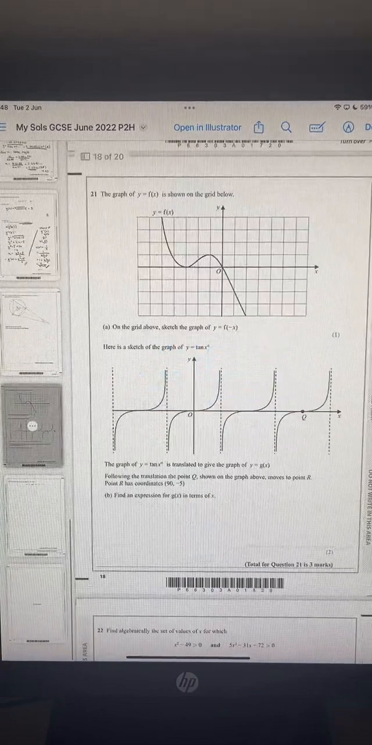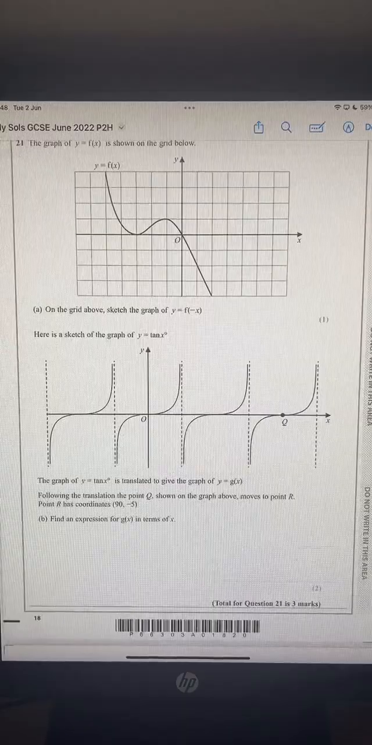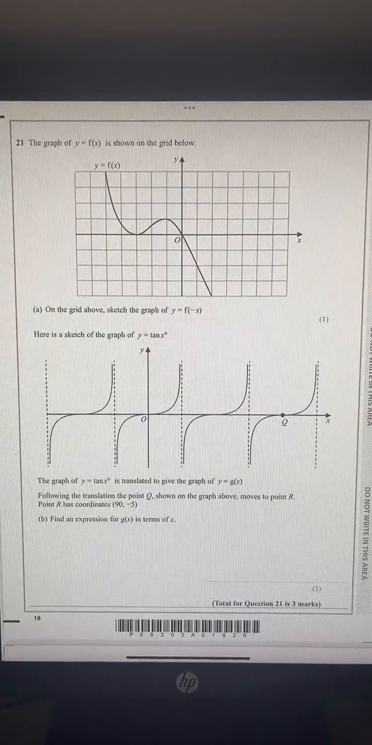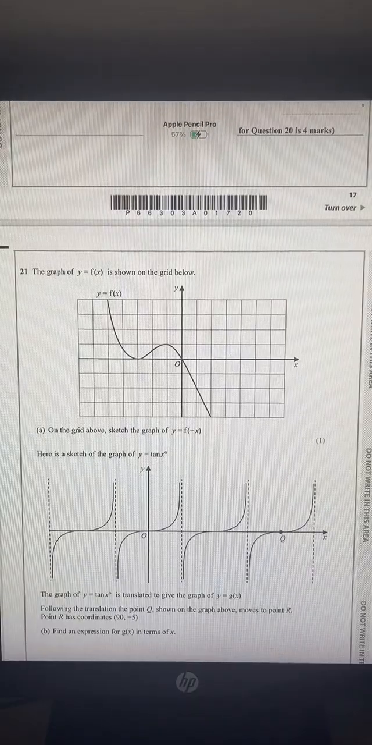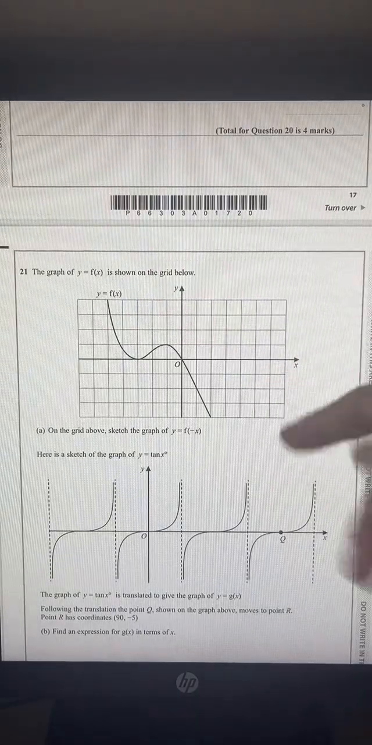Now, moving on. Last 2 questions. We're almost done with this paper. Okie dokie. The graph of y equals f of x is shown on the grid below. So there's my little graph there.